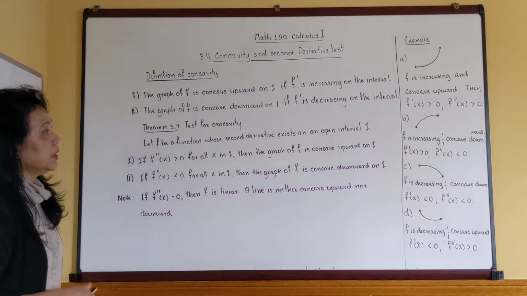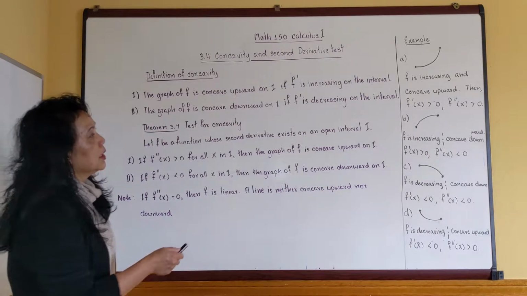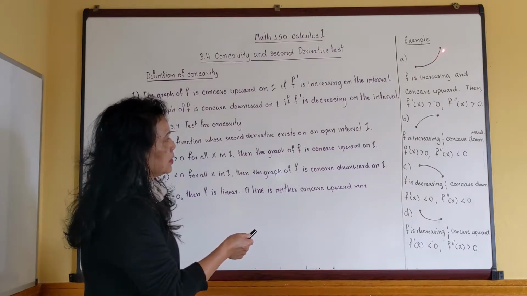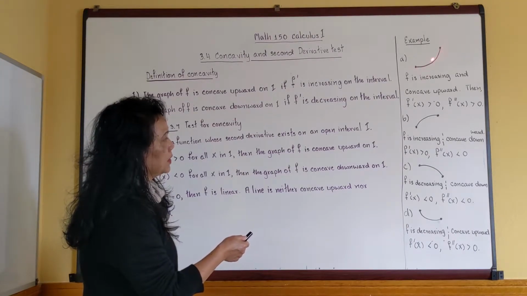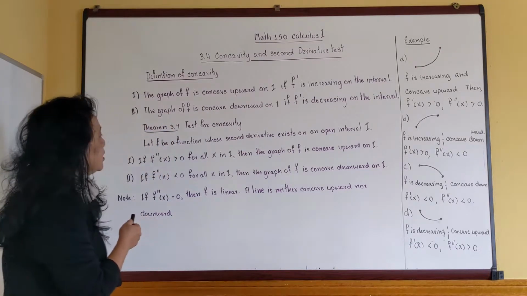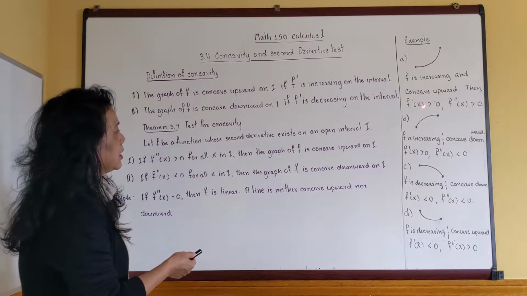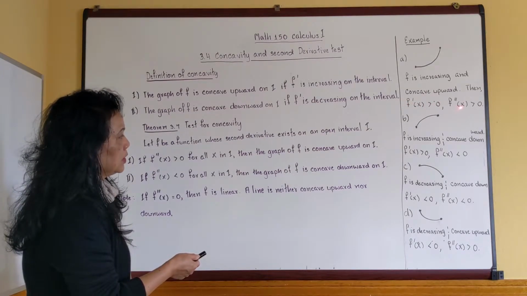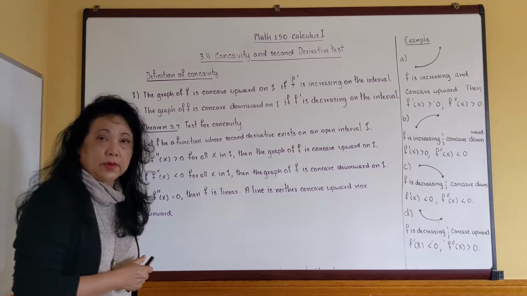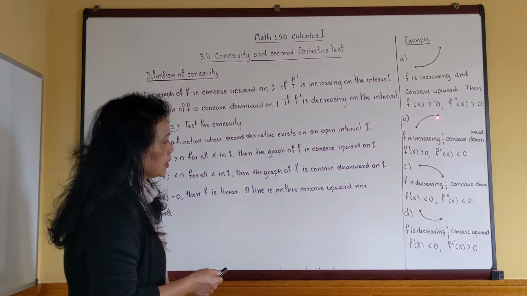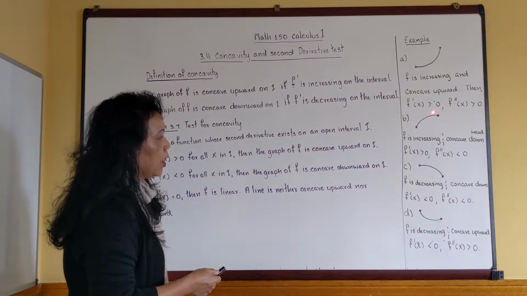Alright, now let's look at the examples from the graph. Look at example A. The graph is increasing, x is increasing, and y is also increasing. This graph is increasing and concave upward. Then from the definition, the first derivative is greater than 0, and the second derivative is also greater than 0. Second example, f is increasing but concave downward.